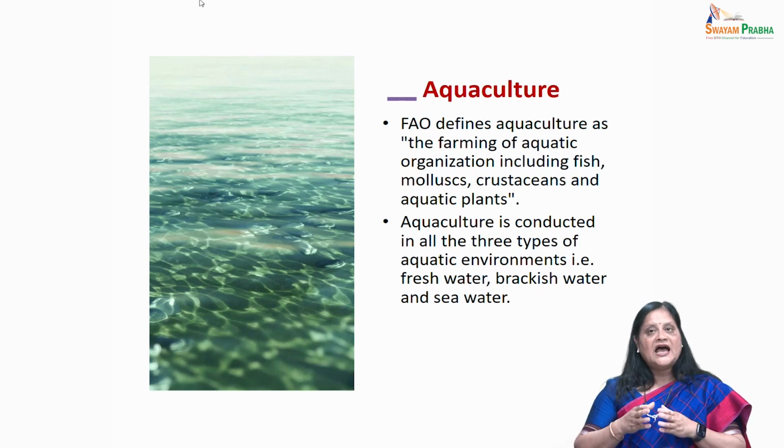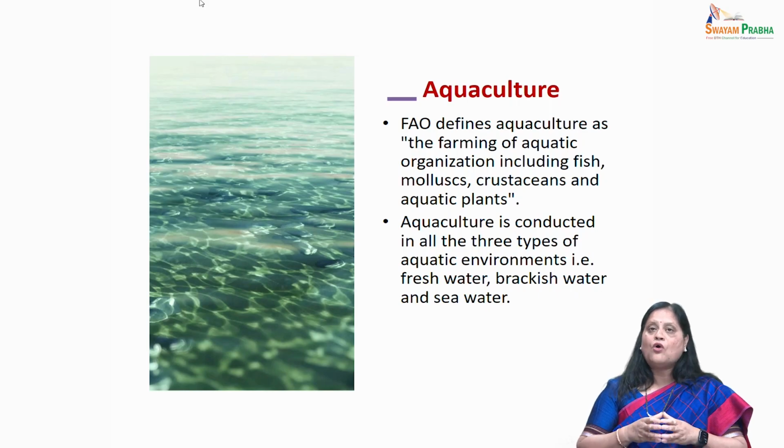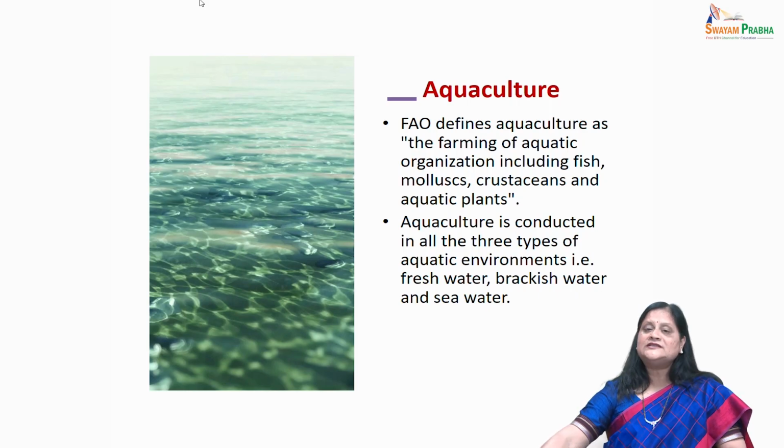FAO defines aquaculture as the farming of aquatic organisms including fish, mollusks, crustaceans, and aquatic plants. Aquaculture is conducted in all three types of aquatic environment, that is freshwater, brackish water, and seawater.